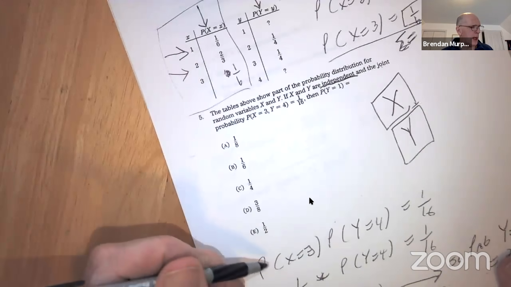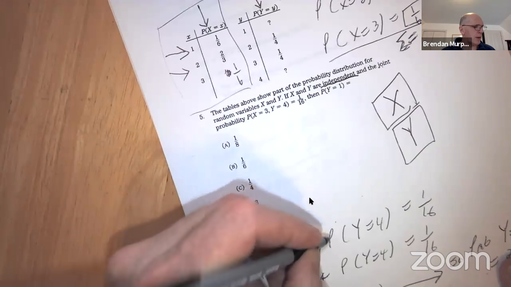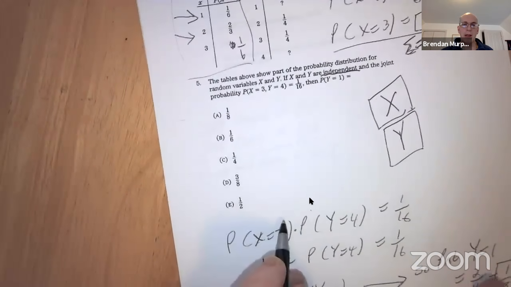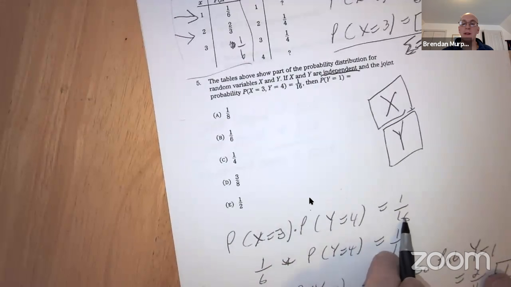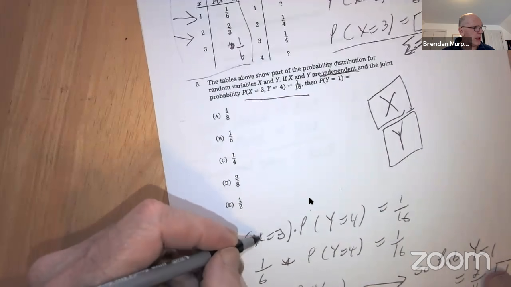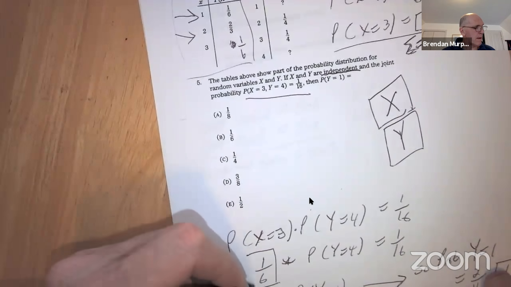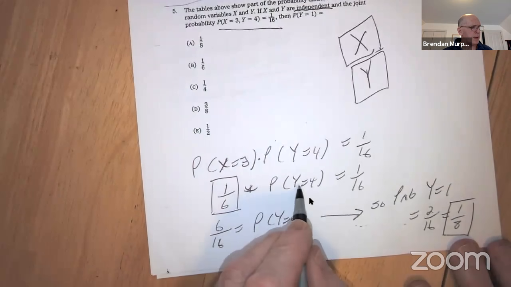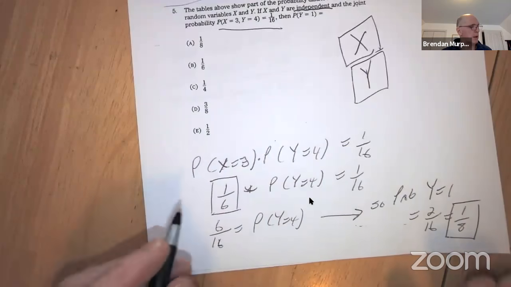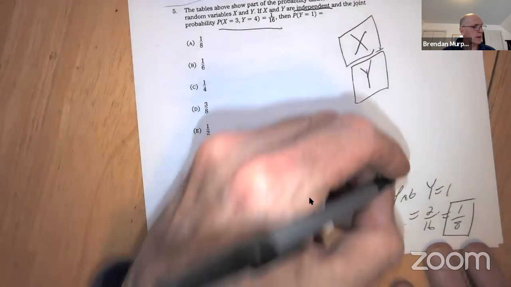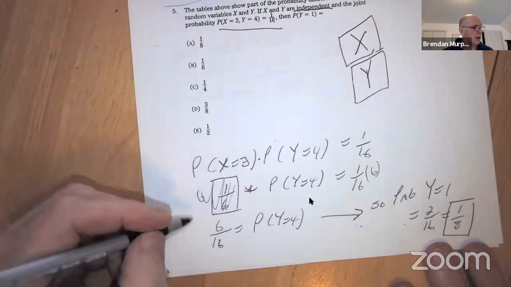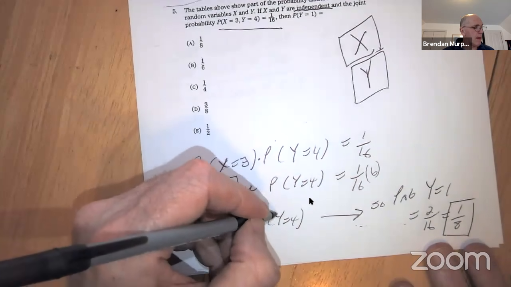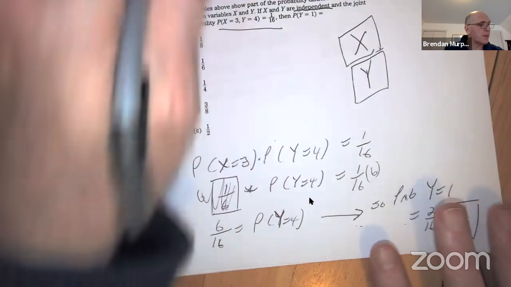So I set up a little equation here and I said the probability that big random variable X is 3 times the probability that big random variable Y is 4 is equal to 1/16. I was given that, so I was told that. Well, the probability that big random variable X is 3, that's 1/6. So I felt comfortable with that. Feels like I'm kind of solving for this. So 1/6 times this number here is 1/16. I think I just multiplied both sides by 6. And I get 6/16 is the probability that big random variable Y was a 4.